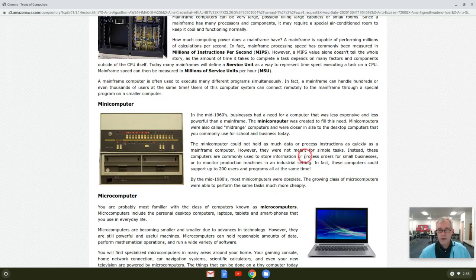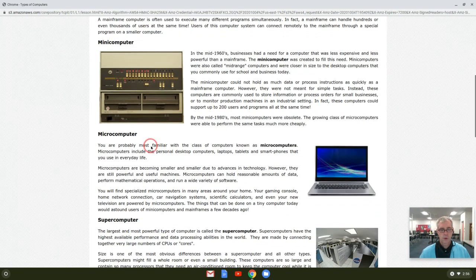But notice right here, it said in the mid-60s, it's when it became less expensive and more powerful. But by the mid-1980s, they were obsolete. By the mid-1980s, they're history.